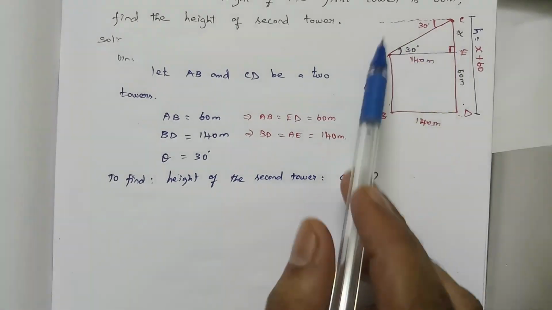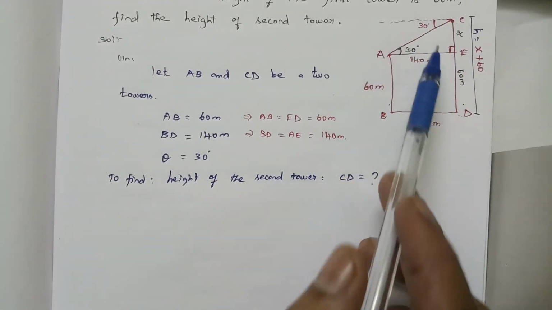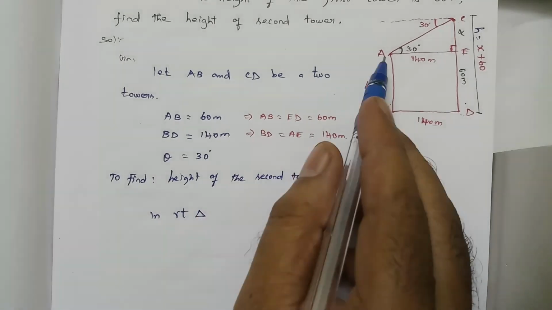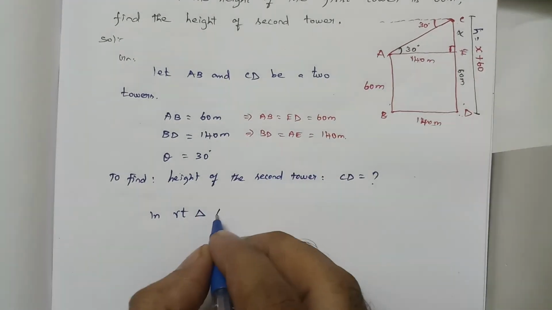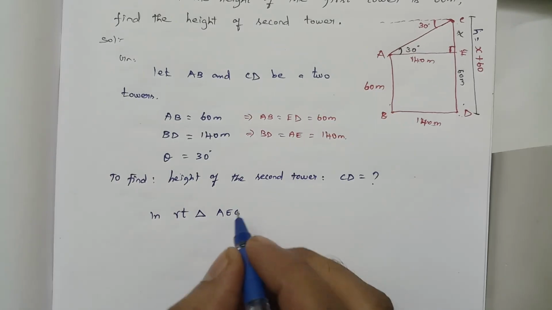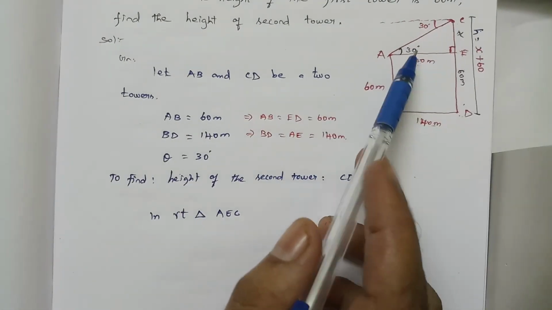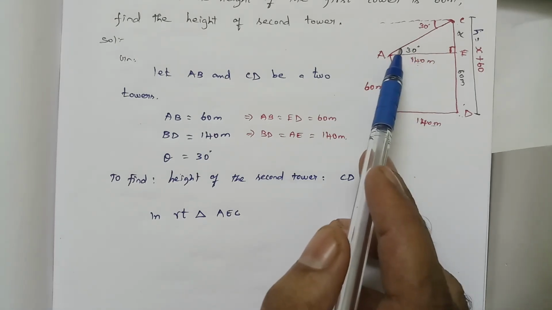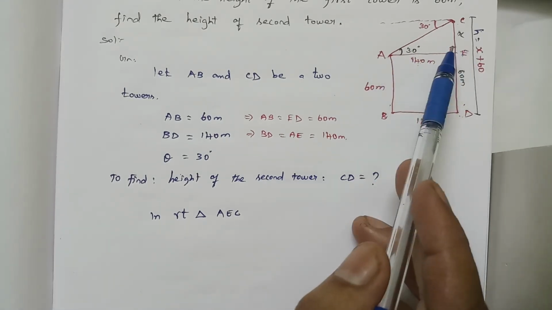In a right angle triangle, which right angle triangle are we going to use? In right triangle AEC. We know one side and one angle. Which side do we know? We know the adjacent side and one angle. So what do we want to find? We want to find the opposite side.